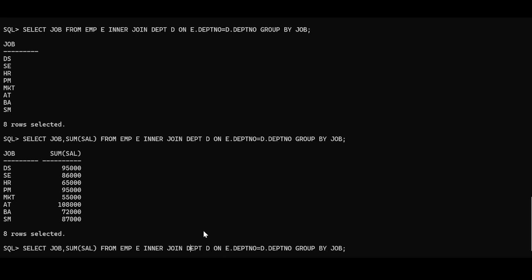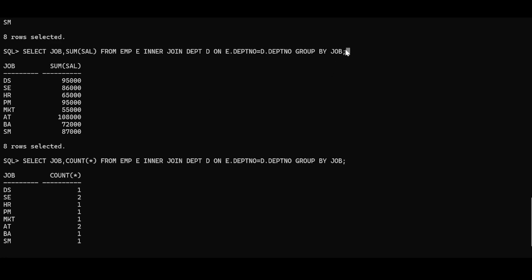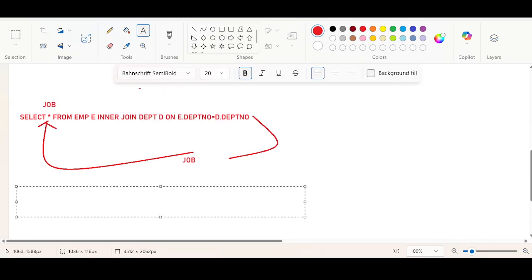So how many members are there in every job? Things like that you will get, with count star. And these things are discussed already. If you just practice this once, you will get this. This is the query.